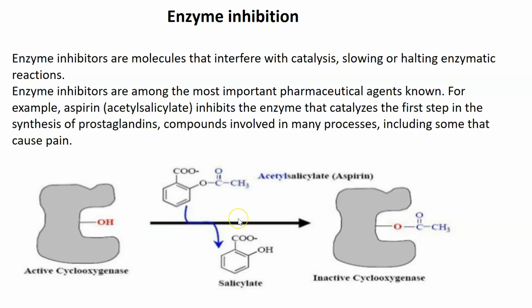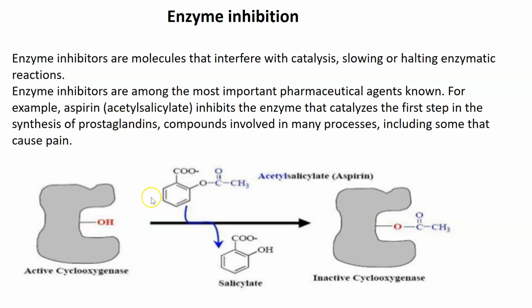The process of making prostaglandins is mediated by cyclooxygenases. Here we have a cyclooxygenase, and it facilitates this reaction to produce prostaglandins, and prostaglandins then mediate or stimulate pain. So if you can stop prostaglandin production, you can stop pain.